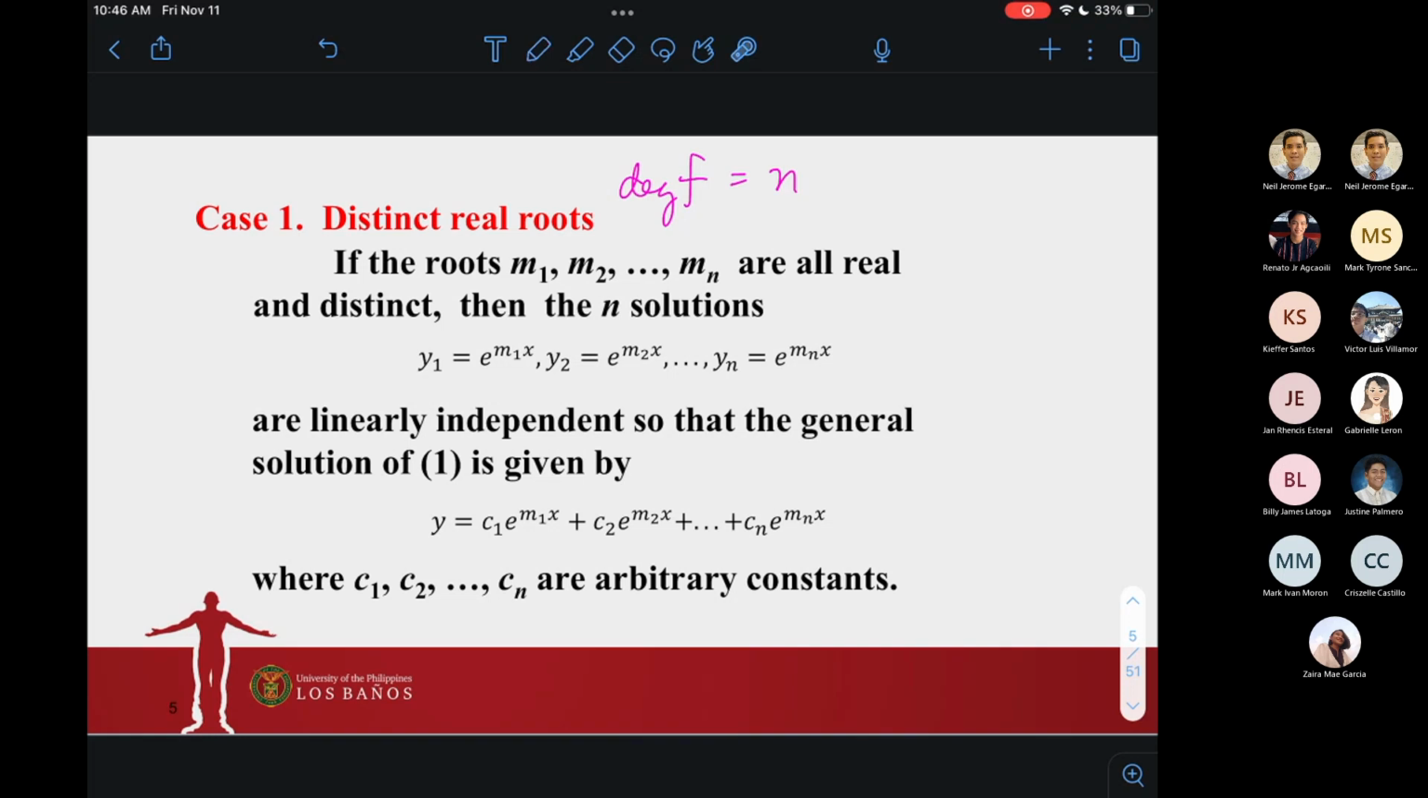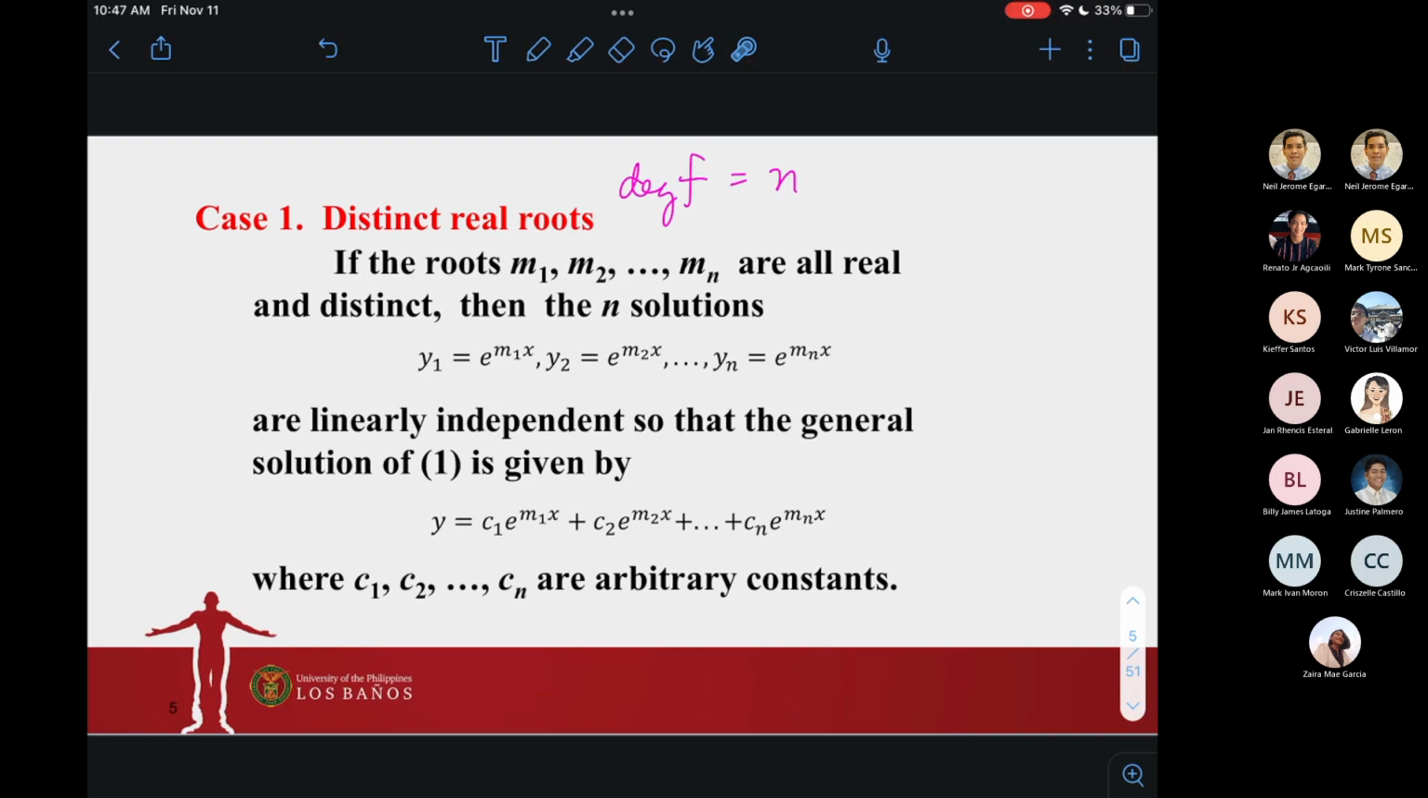Well, unang case, kapag distinct, iba-iba yung mga roots m1 until mn. Degree n si f, nakakuha tayo ng n na iba-ibang real roots, emphasis on the real roots. Then, sabi nung remark natin nung last meeting, alam nating solution si e to the m1x, solution si e to the m2x, solution si e to the mnx. So exponential raised to a root of the auxiliary polynomial times x, lahat sila ay mga solutions. Kung walang nauulit na m sub i, lahat ng mga solutions na yon ay linearly independent. That's what case number 1 is telling us.